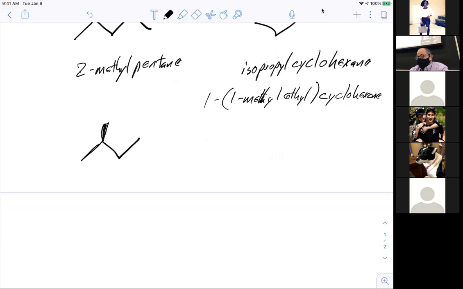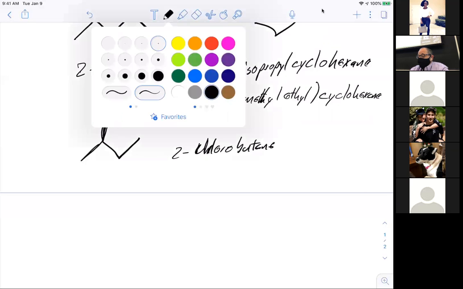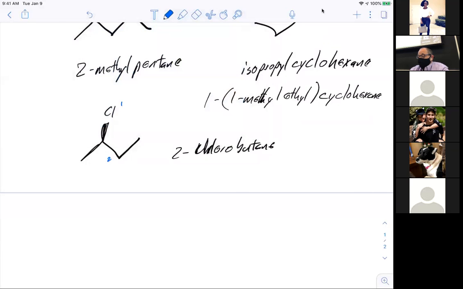While we're here, you also are going to need to be able to do R and S. I don't know why I froze there. So, 2-chlorobutane, and we need to be able to name this, right? So we have 1, 2, 3. My lowest priority is back, so I'm going in the clockwise direction, so that is R. So this would be R-2-chlorobutane. Okay, so you do need to know your R's and S's.